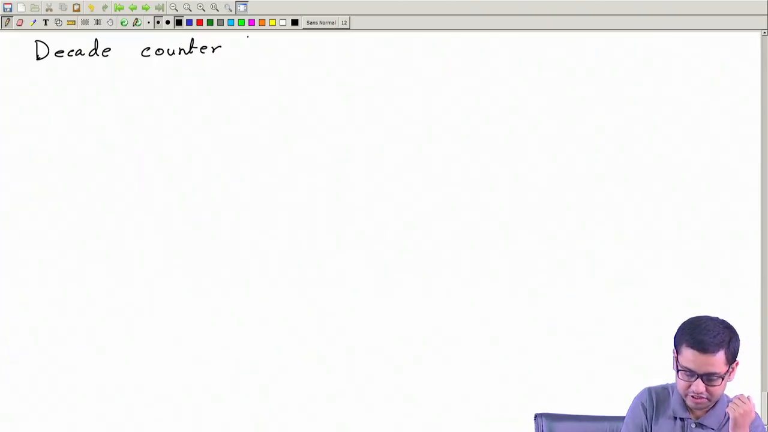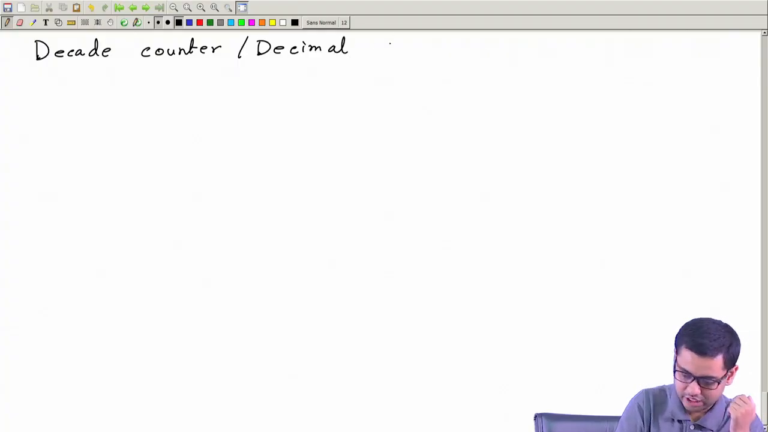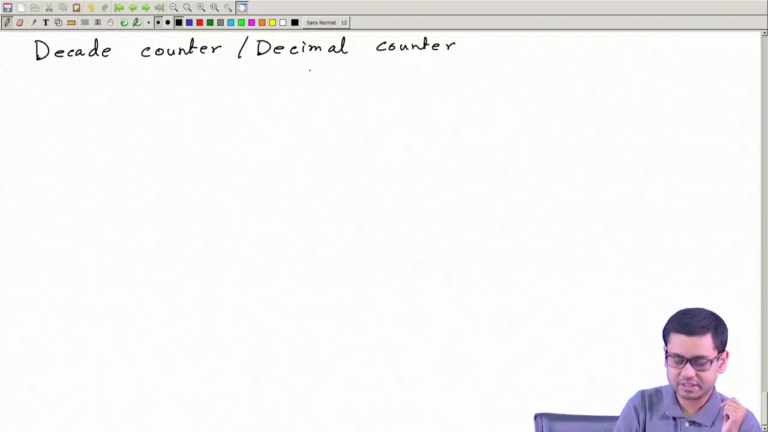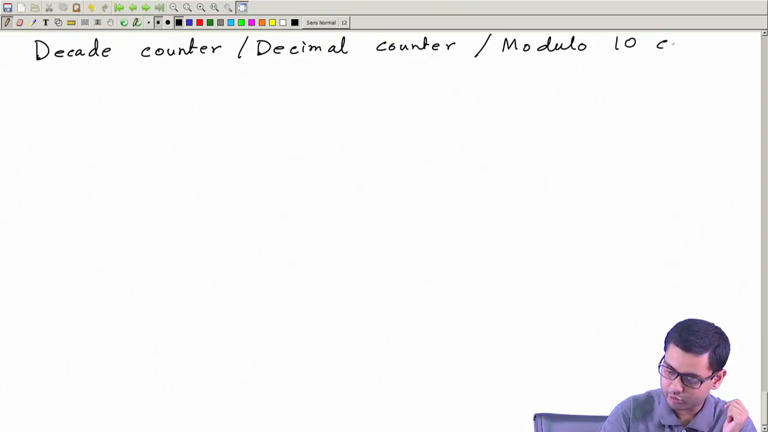You can also call this a decimal counter. Decade counter is the actual name, but for your understanding, you can call it a decimal counter. This is also the same as a modulo 10 counter.